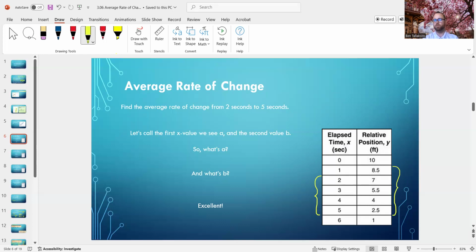1, 2, 3, 4, 5. That is not going to work in this situation because we're dealing with different types of graphs, different types of lines, and the average rate of change is sometimes positive, sometimes negative, okay?